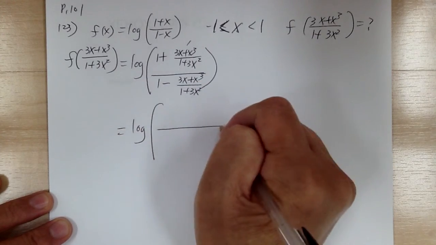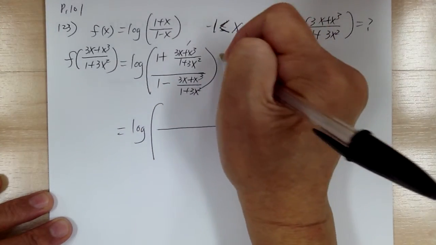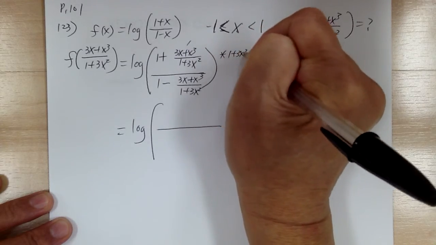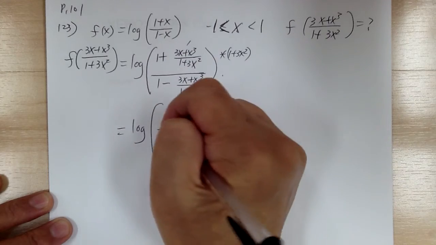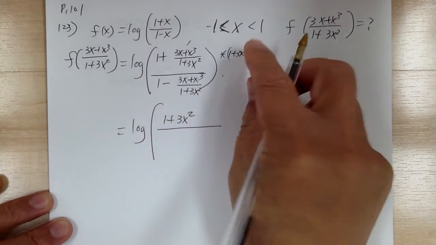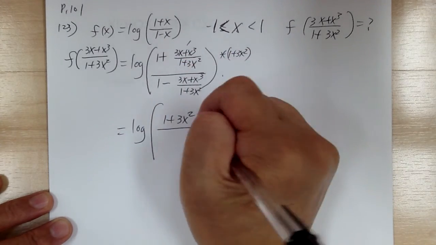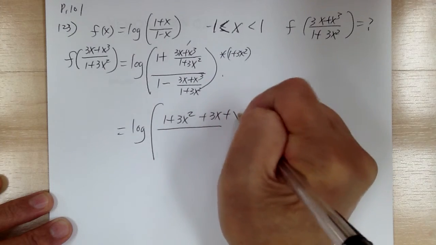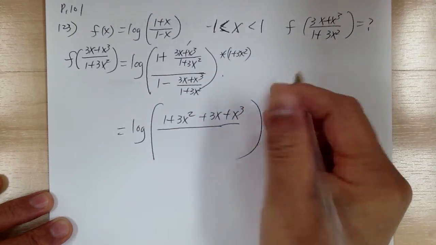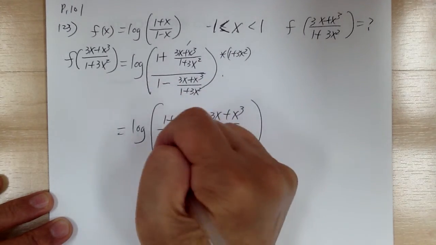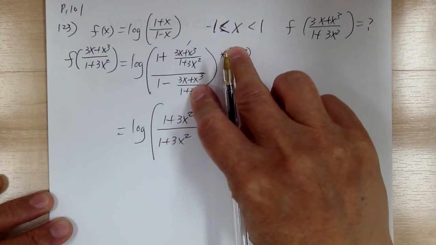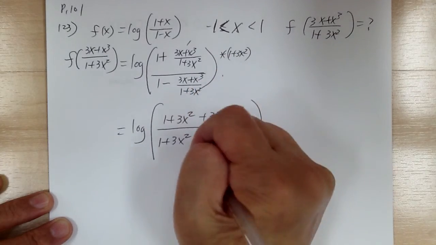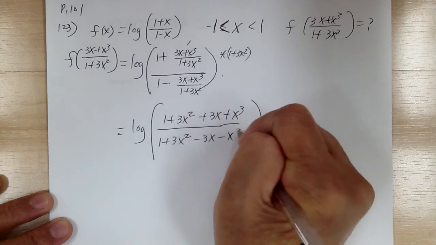To simplify a complex fraction, you need to multiply everything by 1 plus 3x squared. So this times that will give you 1 plus 3x squared. This times this will cancel out, so you're going to get plus 3x plus x cubed. Then this times this will give you 1 plus 3x squared. This times this will cancel out. Notice it's a minus, so it'd be minus 3x minus x cubed.